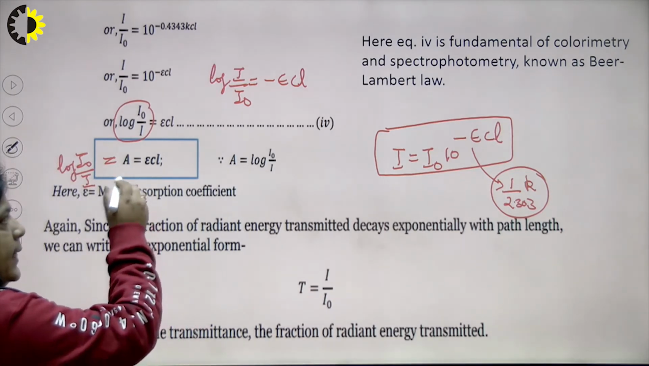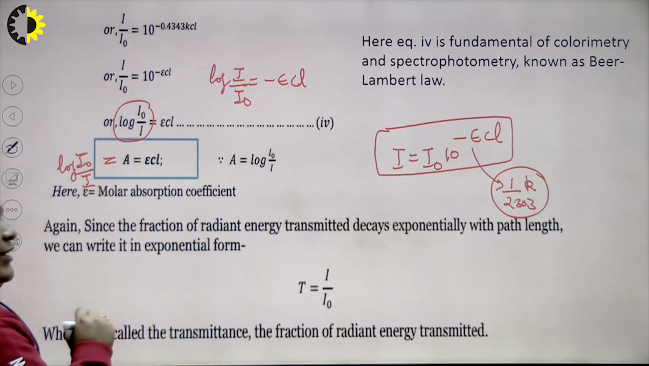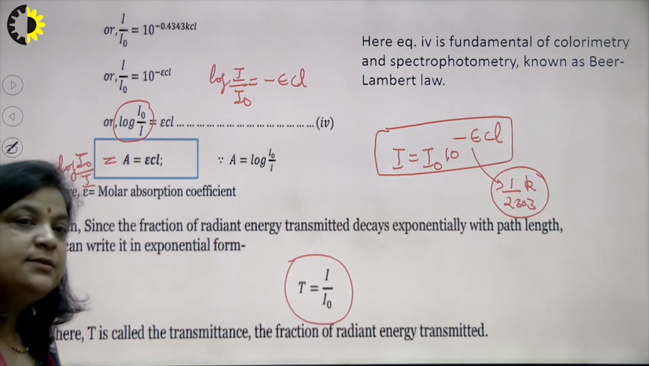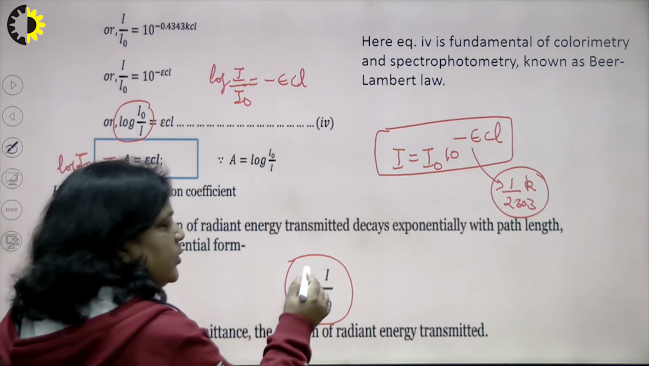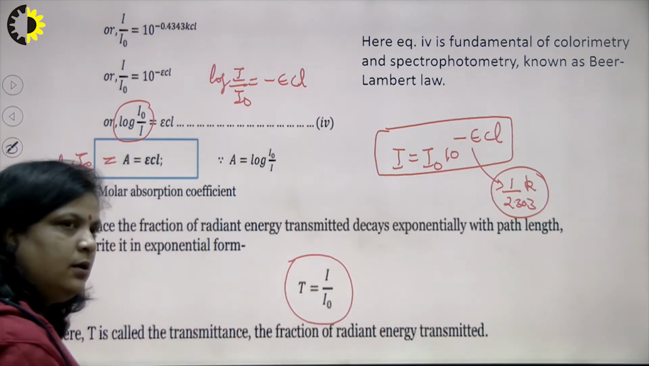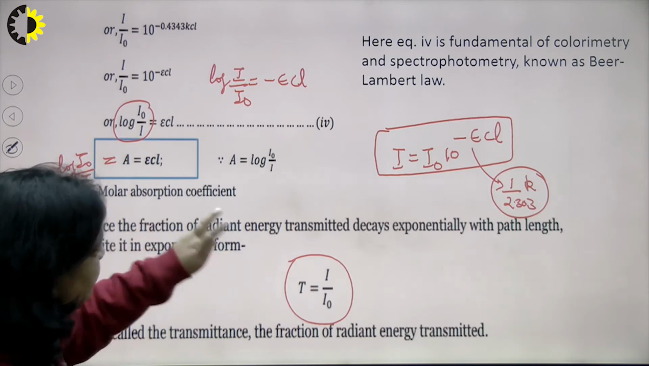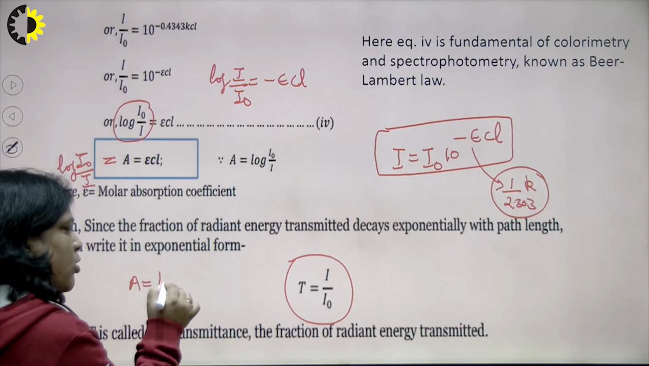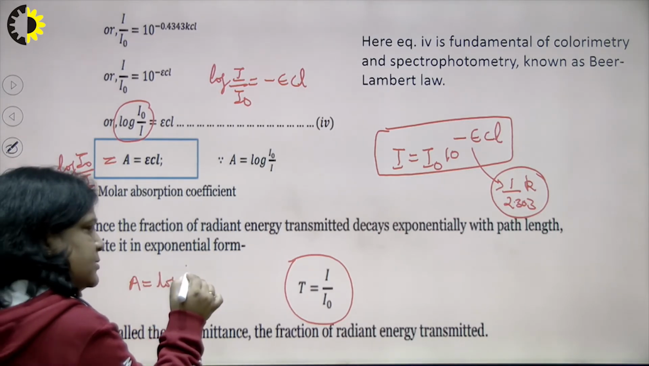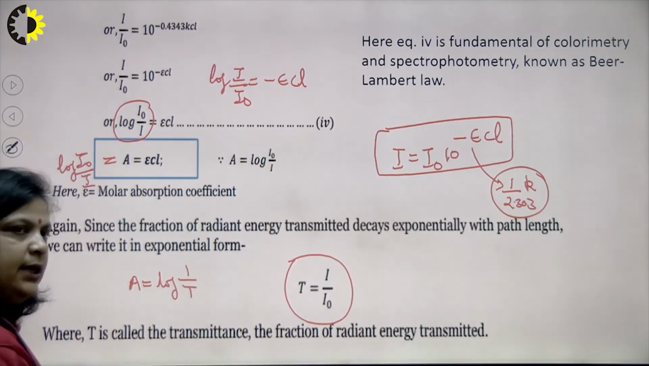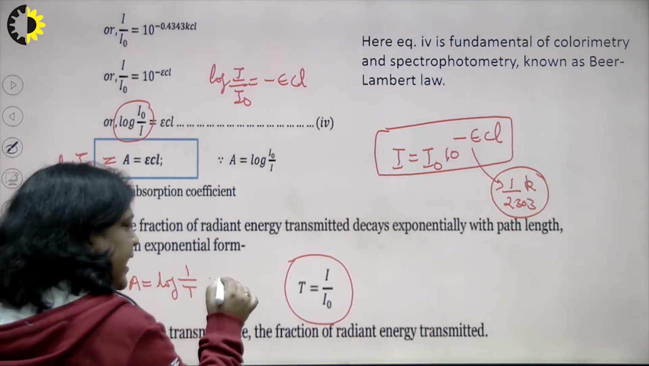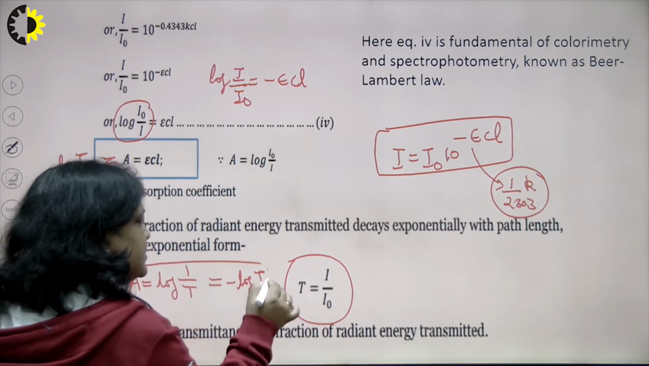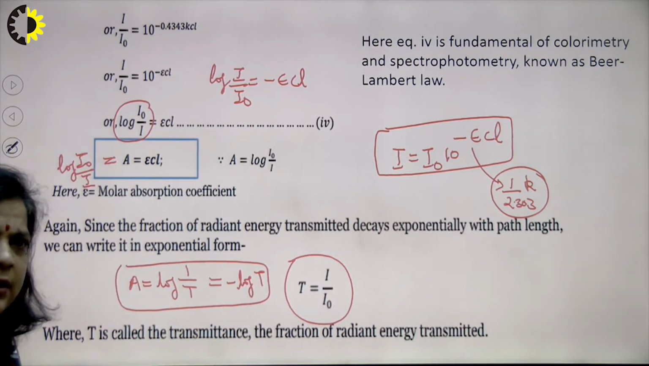So with A we can also find transmittance, how much light gets transmitted, and this transmittance is equal to I upon I naught. So if we find a relation between A and T, we can easily say that A is equal to log of I naught upon I, which is log of 1 upon T, that is A is equal to minus log T.